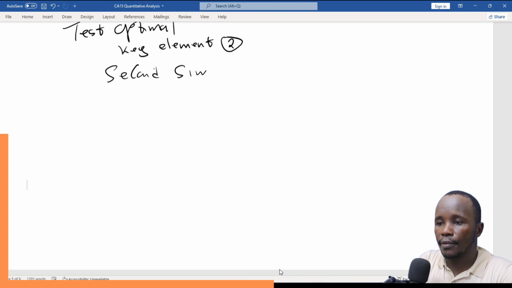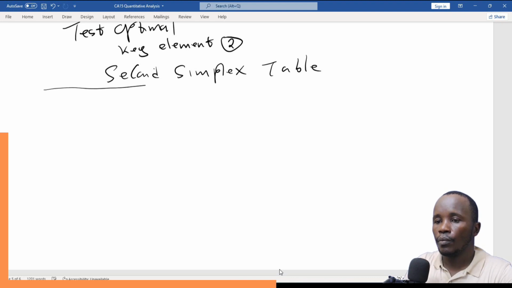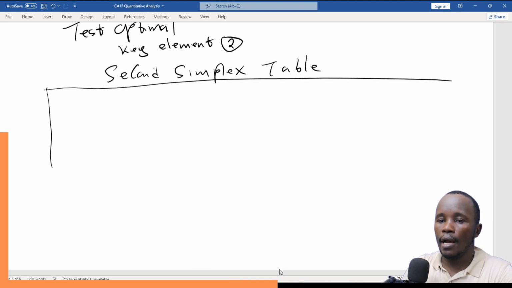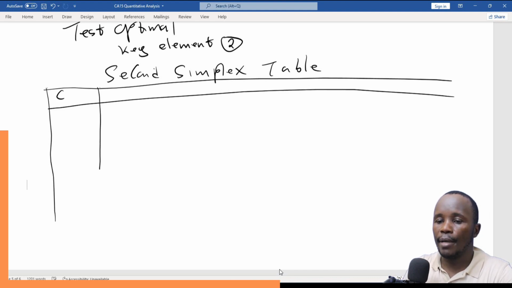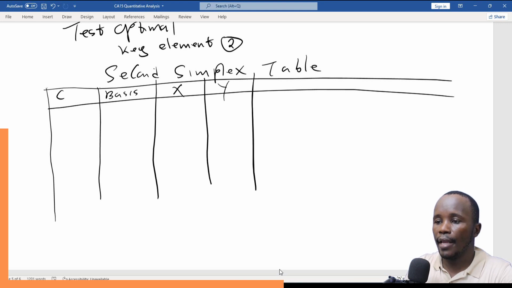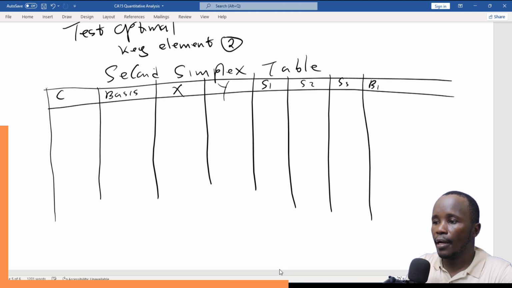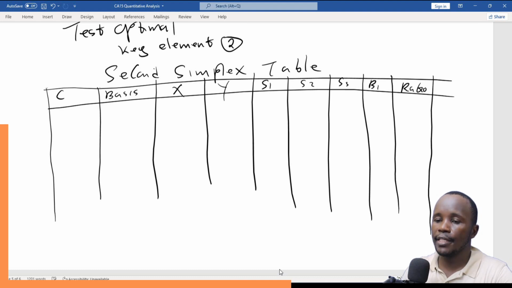Second simplex table. Here, I still have my C, my contribution. I still have my basis. I still have my X. I still have my Y. I still have my S1. I still have S2. I still have S3. I still have value or BI. I still have ratio. This is our second simplex table.